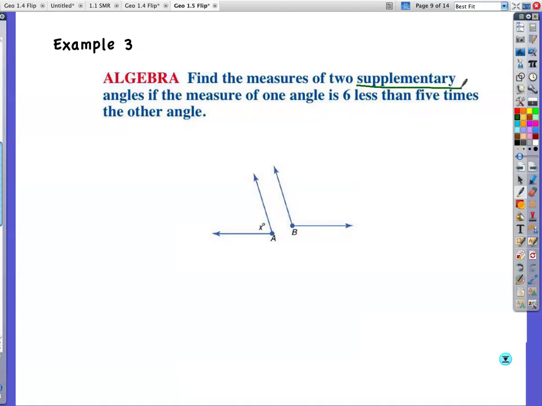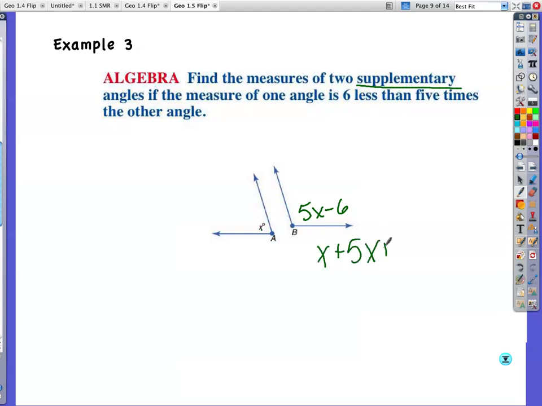A lot of times you're not going to get a picture with a problem like this. I need you to right away say one of the angles is unknown, x. The other angle, however, is 6 less than 5 times the other angle. That's how you write that. Do not write 6 minus 5x, because that's 5x less than 6 times the other angle. We don't want that. So we have 5x minus 6. All right, and these two are going to total up to 180 degrees.